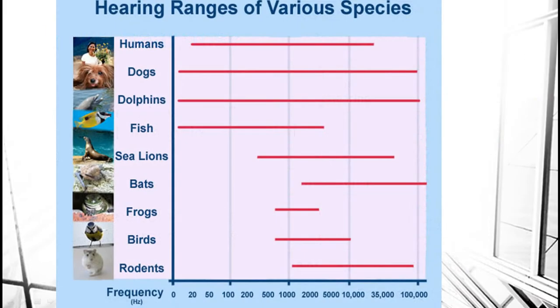So it turns out that humans have this sort of middle range here, right? But there are other creatures that can hear in different ranges of frequency. All right, so notice the dog that comes right below the human there.